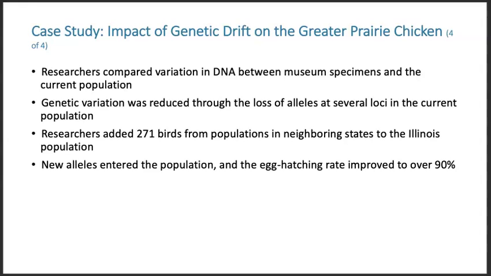So the scientists did what researchers do when they're trying to figure things out. They added 271 birds from a population from Kansas and Nebraska to the Illinois population. And when they did that, they increased the heterozygosity, they increased the number of alleles in the population, and the egg hatching rate improved to over 90%. So by doing this, basically what happened was that we saved the population of birds in Illinois.